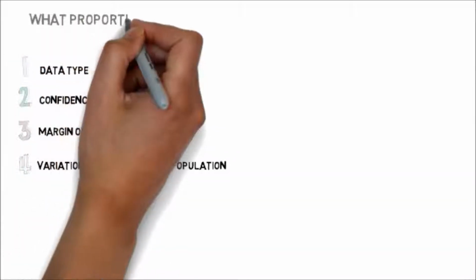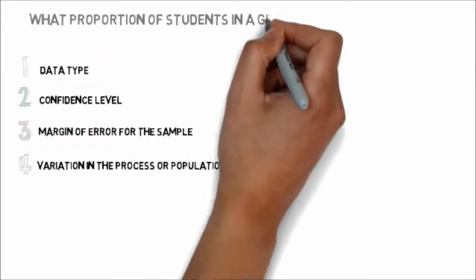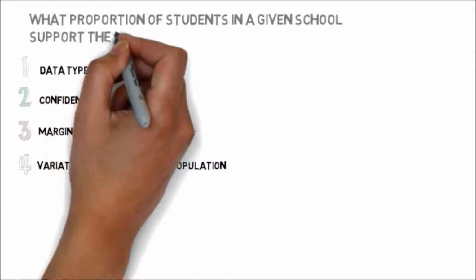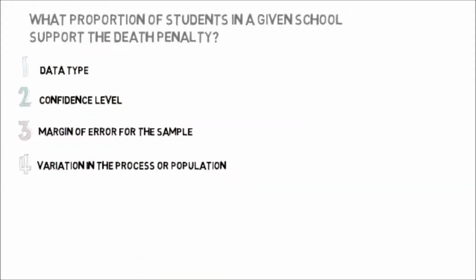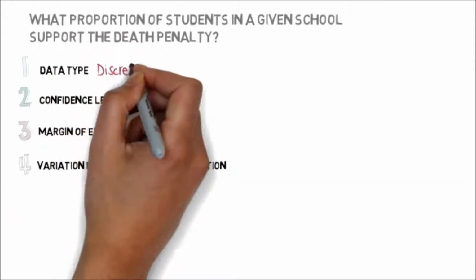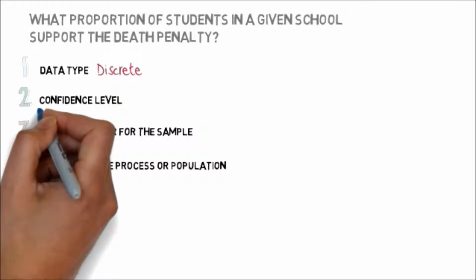Suppose that we want to know what proportion of students in a given school support the death penalty. The data type is discrete because we are looking at the number of students that support the death penalty and the number of students that do not support the death penalty.